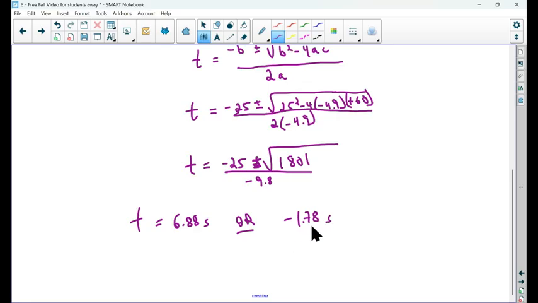Now, I've got a negative value for time, so I'm not going to include that. We're not going to be doing any time traveling in this question. So that means that my positive value is the one I want to choose. So if I round that off for sig figs, that's going to round off to 7 seconds. Okay, so that is one way to do it.